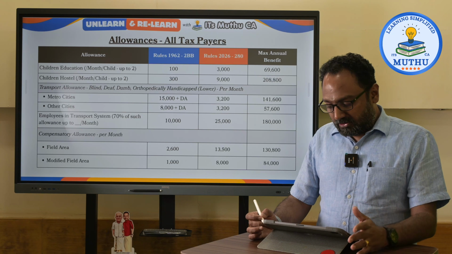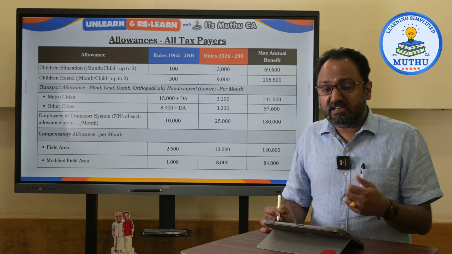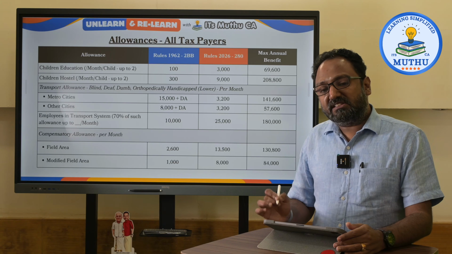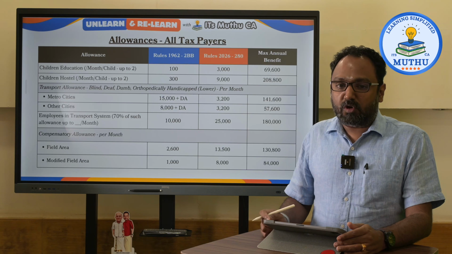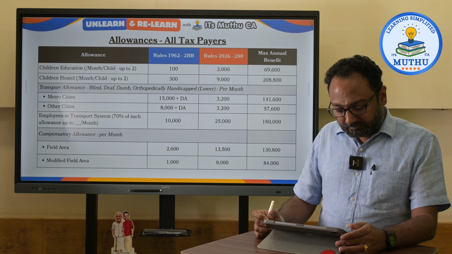for non-metro cities. So this might give you an extra benefit of 1,41,600 if you are in a metro city. So that's also a big benefit. Again, this is also allowed under the new regime. It's not only under the old regime, this is also allowed under the new regime.